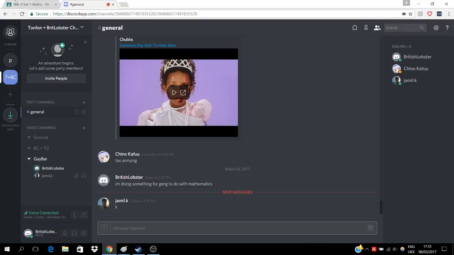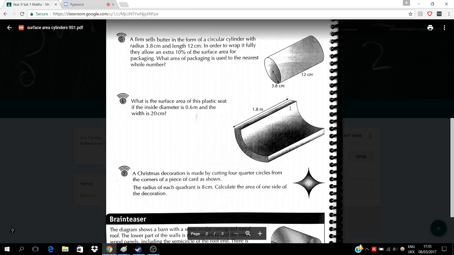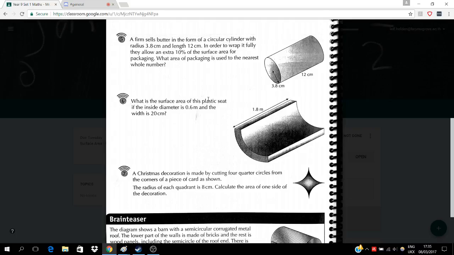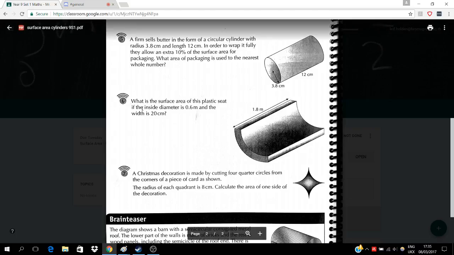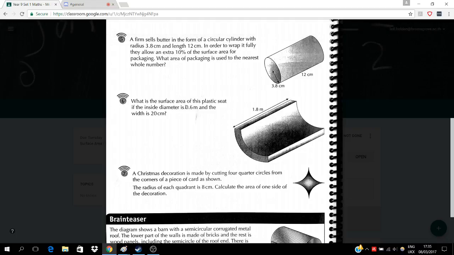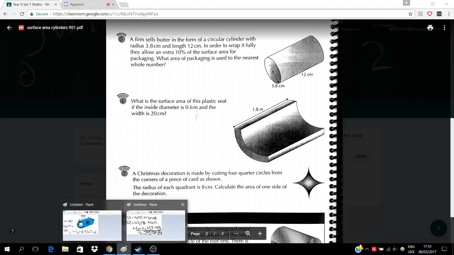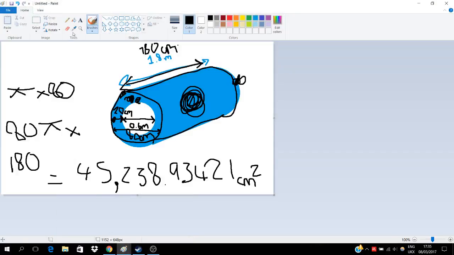Anyway, back to the point, gang, right? You have had troubles with this question over here. Question 6. What is the surface area of this plastic seat if the inside diameter is 0.6 meters and the width is 20 centimeters?